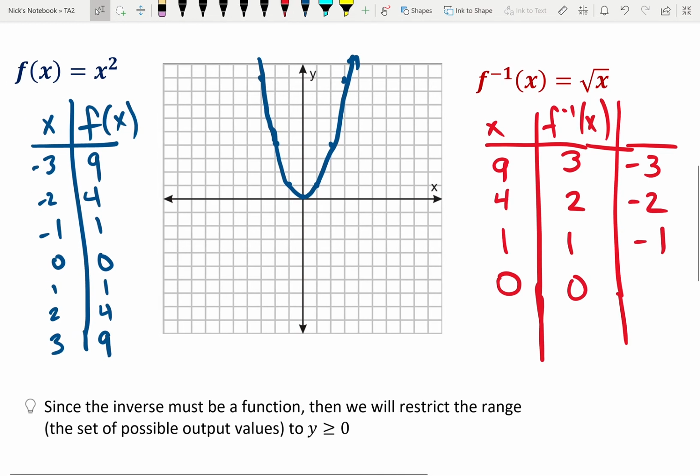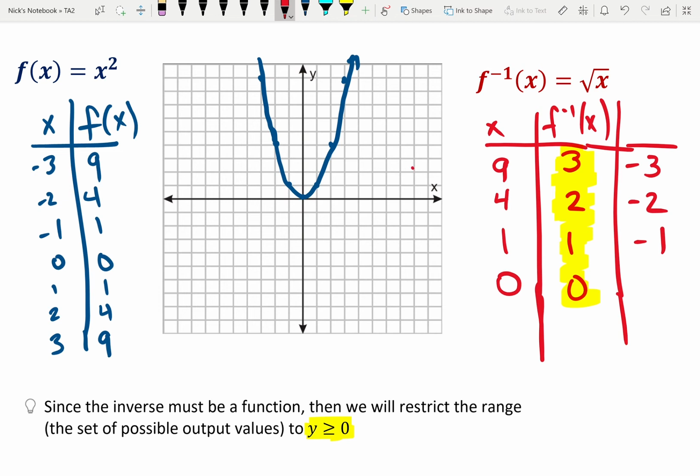So in order for the inverse to be a function, we have to restrict the range. In this case, we're going to restrict the set of possible output values to y is greater than 0. We're just going to take all of our positive output values. You could take the negative values, but in this case, we're just going to take the positive values. And here's why.